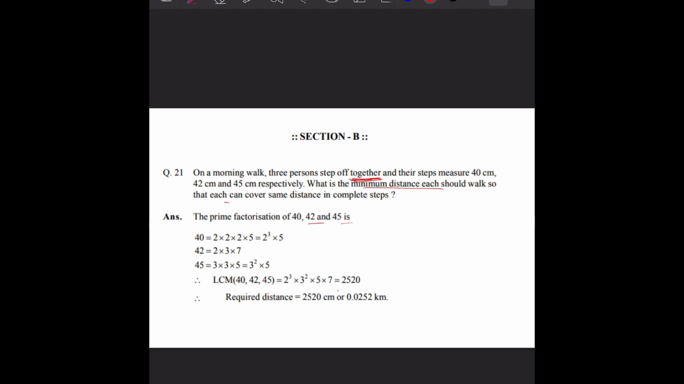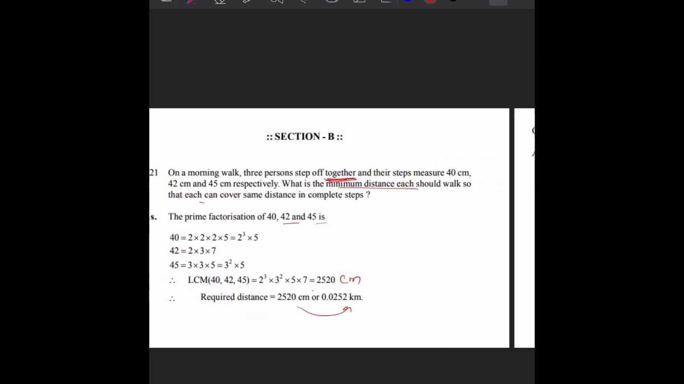What 2520? 2520 centimeter. And how do we convert centimeter into kilometer? By dividing it, 2520 or 0.0252 kilometer. So what is my correct answer? 2520 centimeter. Moving on to the next.